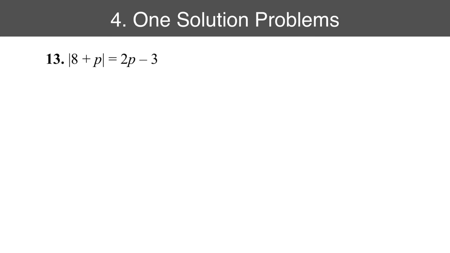So I only have one problem here because these take a little time because you have to work them out and you have to plug the answers back in. So let's take a look at it. We have the absolute value of 8 plus p equals 2p minus 3.